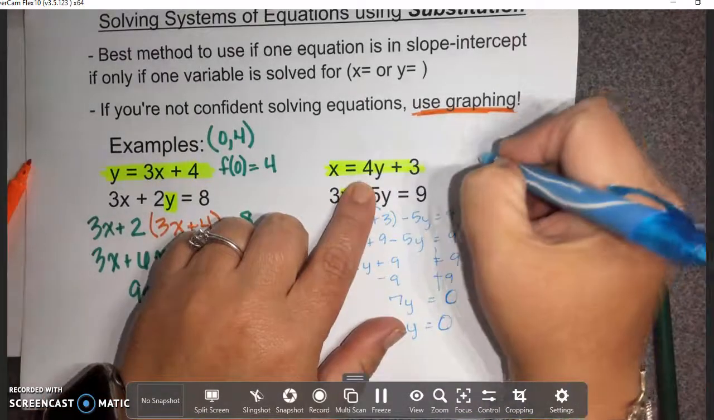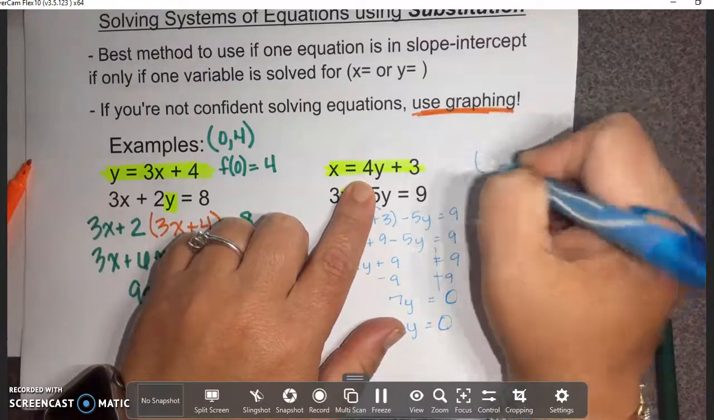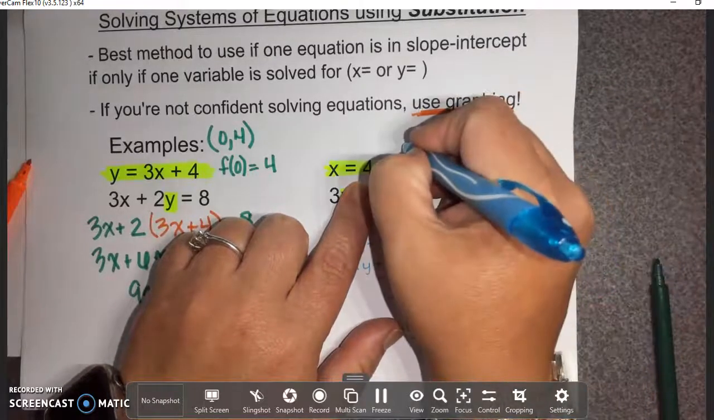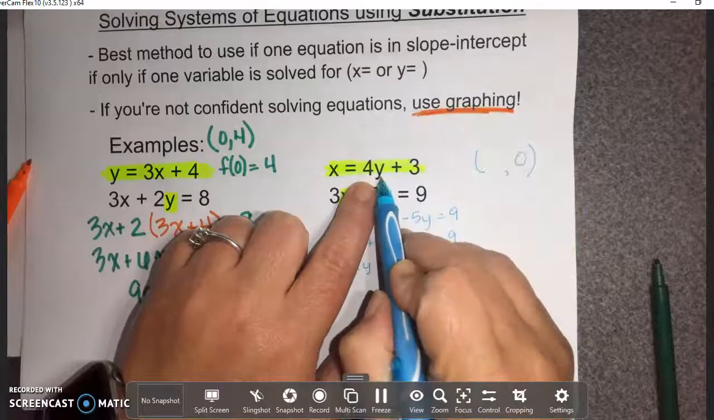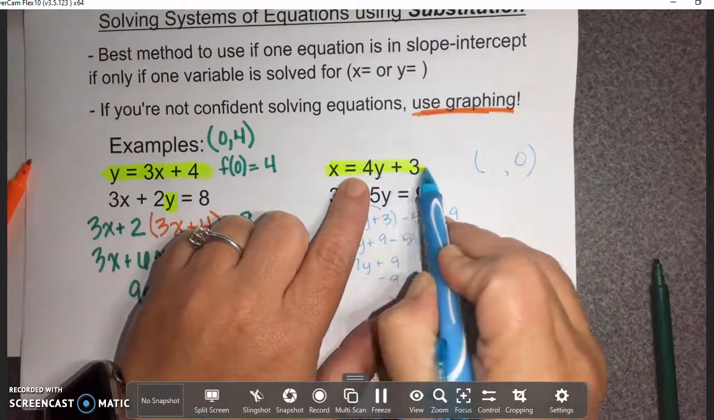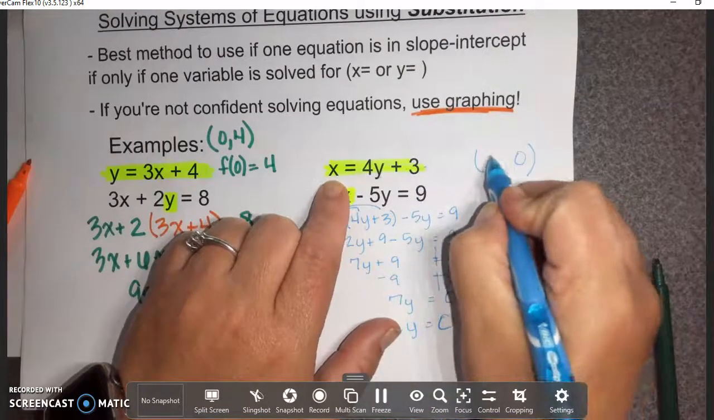So when my y is 0, I'm going to find what my x is. Well, my y is 0. 4 times 0 is 0, plus 3 is 3, so my x is 3.